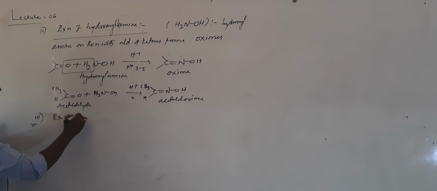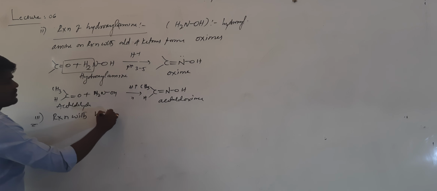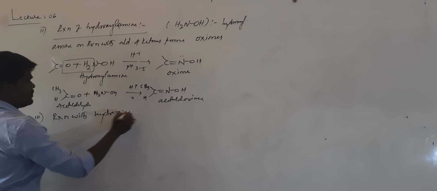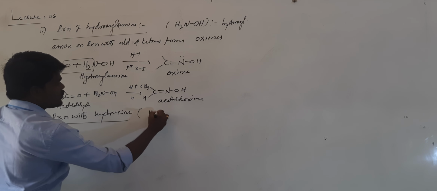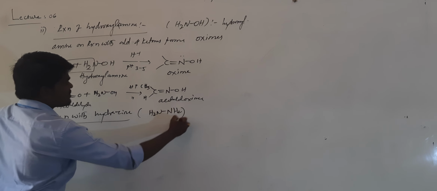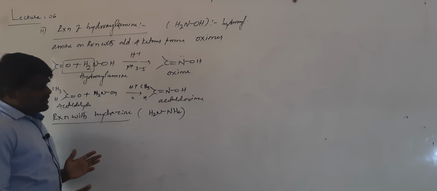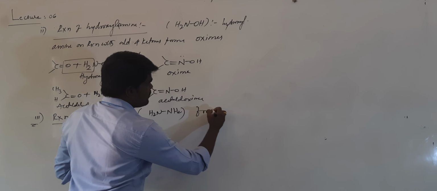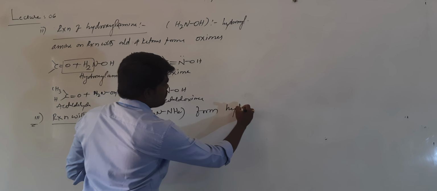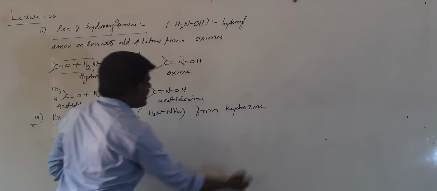Reaction with hydrazine. So basically NH2NH2 is called hydrazine. Hydrazine on reaction with aldehydes and ketones forms hydrazone. What will it form? It will form hydrazone.